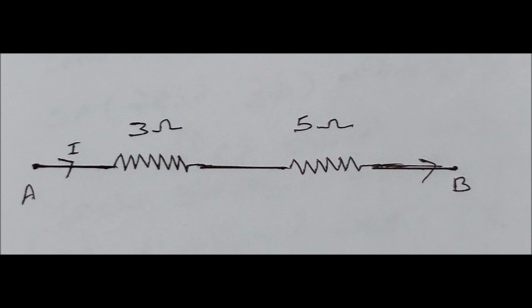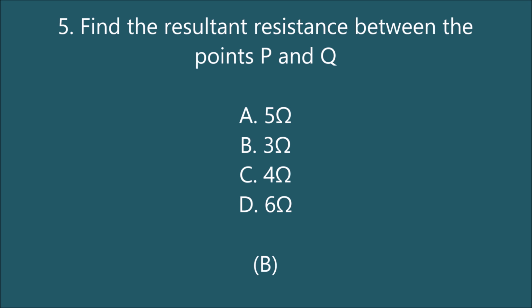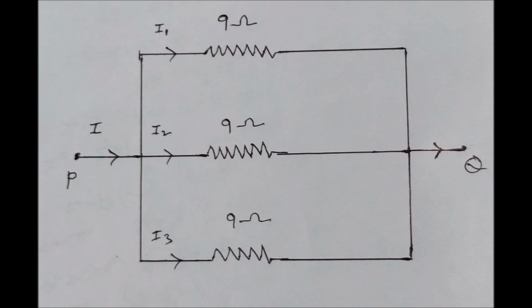Next question. Find the resultant resistance between the points P and Q. 5 ohms, 3 ohms, 4 ohms, 6 ohms. B is the right answer. That means 3 ohms. Look at this image. This is a parallel connection. Here R1 is equal to 9 ohms, R2 is equal to 9 ohms, R3 is equal to 9 ohms. That means all resistors having equal resistance.